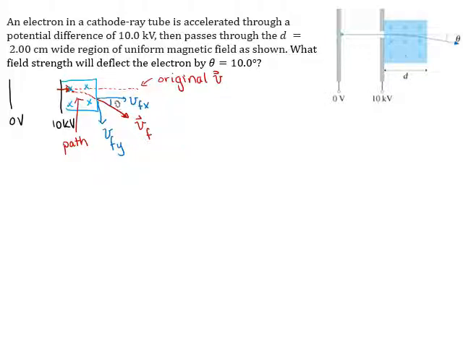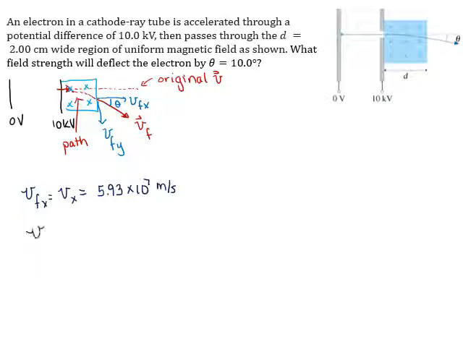That angle theta is 10 degrees because the problem tells us it's 10 degrees. Let's see what we can figure out about those final components of velocity. The final x component of velocity is the same as the initial x component of velocity. The magnetic force points straight down, so the acceleration is straight down, so the x component of velocity doesn't change, only the y component. So that's 5.93 times 10 to the 7 meters per second.